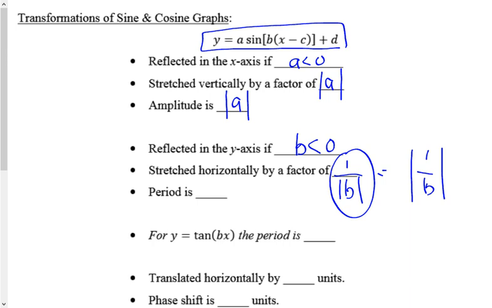And the period is, let's think in radians. The period is 1 over b times 2 pi, or 2 pi over b. Or if we're in degrees, it would be 360 over b. And again, I probably should be putting absolute value signs around that b, because the negative would just mean that we are reflecting.